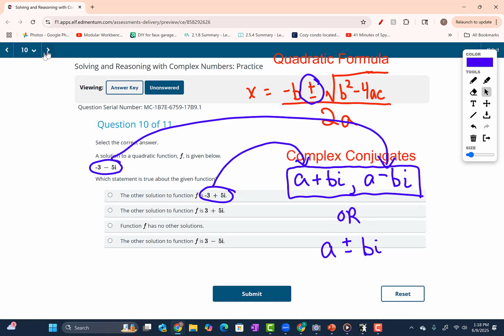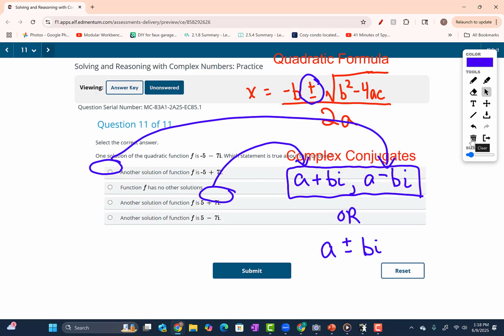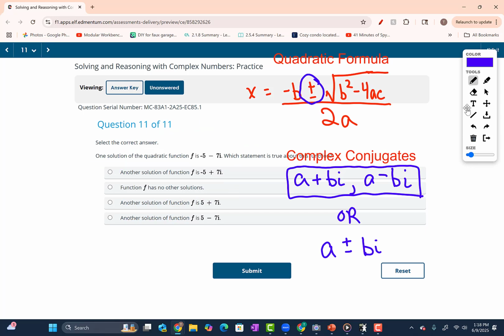And then number 11 is the exact same thing. They give us -5 minus 7i as one answer. Again, that's this form. So we need the form that has the plus sign in between the real number part and the imaginary part. So again, that's going to be the first answer choice here, -5 plus 7i. Notice how the 5 is negative in both of these answers. The only thing that's different is the sign in between the real number part and the imaginary number part.